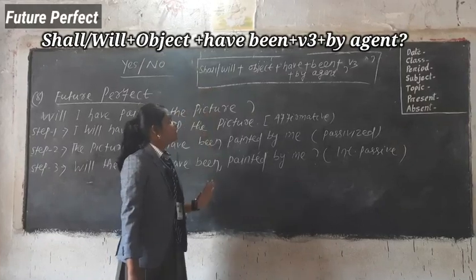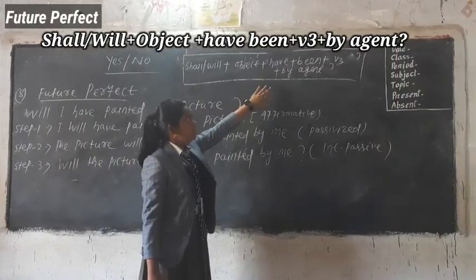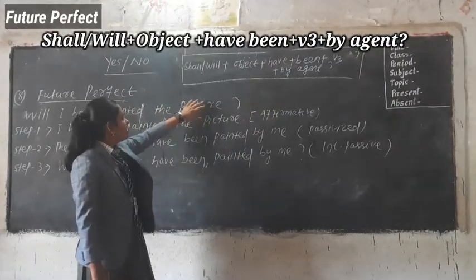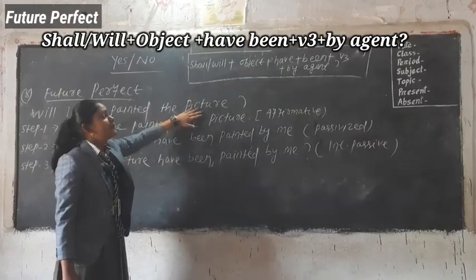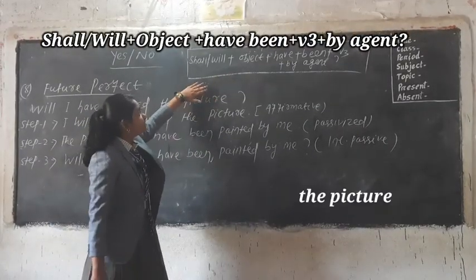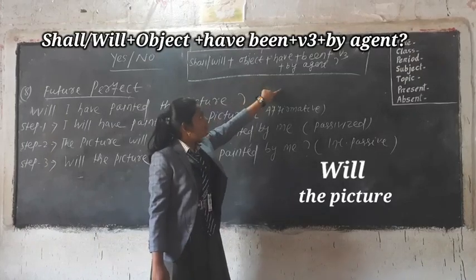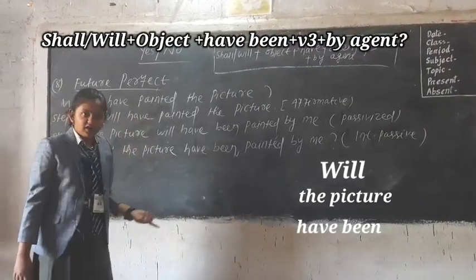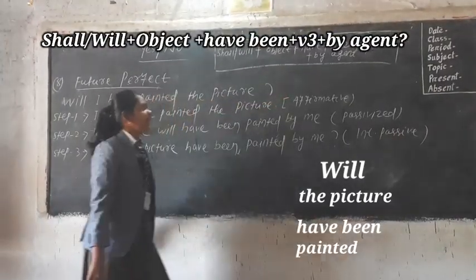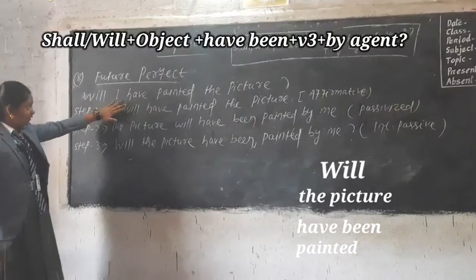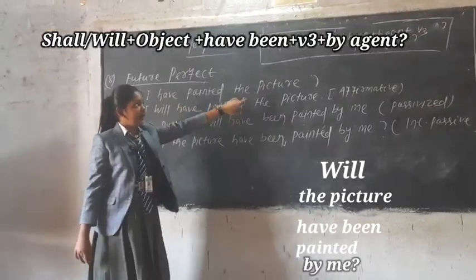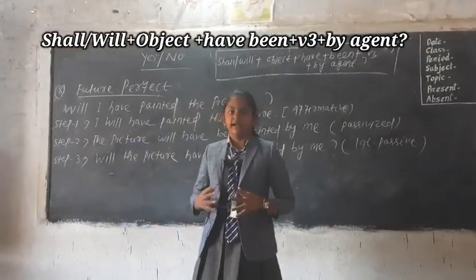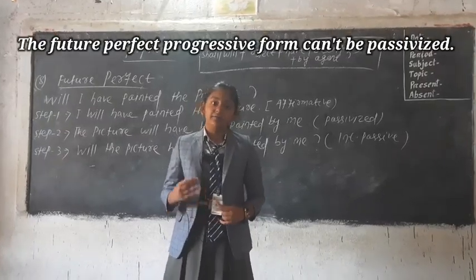Or we can simply follow this structure to convert from active voice into passive voice. The structure is shall or will plus object plus have plus been plus verb 3 plus by agent. Object in the active voice was the picture. The picture will be written here, shall or will is added here, have is added here, been, verb 3 form of painted. Well, painted is already in the verb 3 form, and the by agent. The subject, that is I, will become by agent in the passive voice, by me. And as we all know, the future perfect progressive tense cannot be passivized.